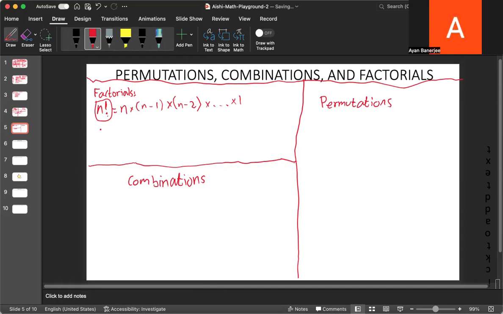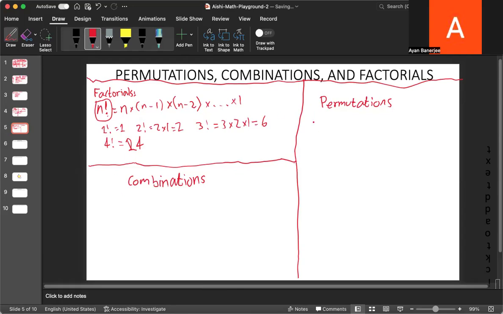So if you wanted to find 1 factorial, that would just be 1. 2 factorial would be 2 times 1, which is equal to 2. 3 factorial would be 3 times 2 times 1, which is equal to 6. So on, and 4 factorial would be 24. So you have all of these factorials. Now that we know what factorials are, we can go on to permutations and combinations.